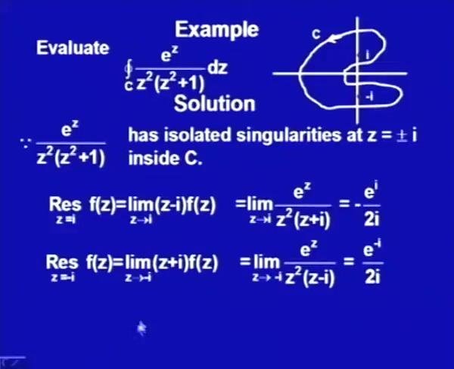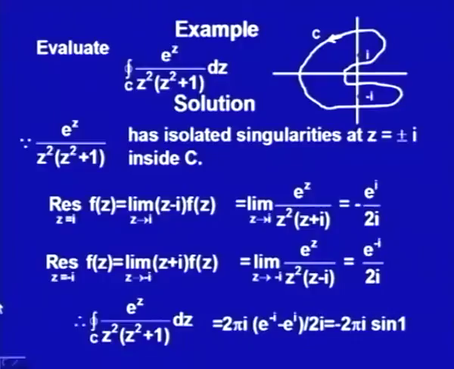Now, I will use the residue theorem for the evaluation of this integral. You see, the integral of the function e to the power z upon z square into z square plus 1 along this given contour C would be 2 pi I times residue at z is equal to I plus residue at z is equal to minus I. Residue at z is equal to I is minus e to the power I upon 2I, and residue at z is equal to minus I is e to the power minus I upon 2I.